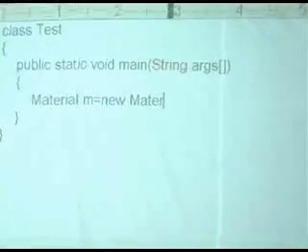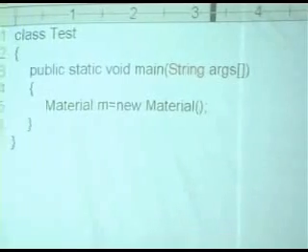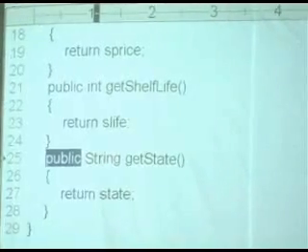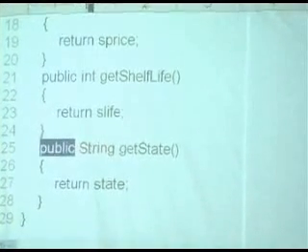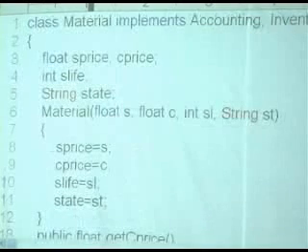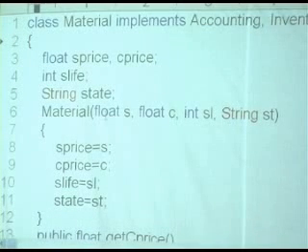But remember, we don't have a 0-parameter constructor. We have only one constructor which takes 4 parameters. Remember this from last session. We created the material class with a constructor. It takes 4 parameters. What are the 4 parameters? First the selling price, then the cost price, then the shelf life, and then the state. This is the same order in which you have to give the parameters when you are creating the material object.